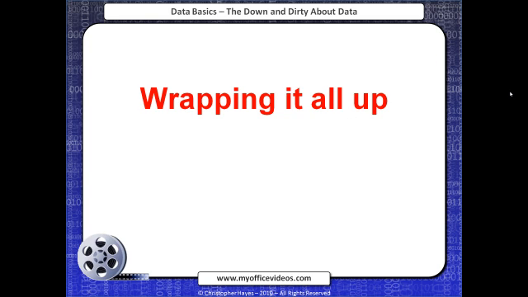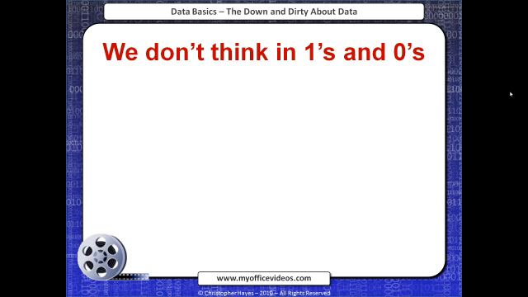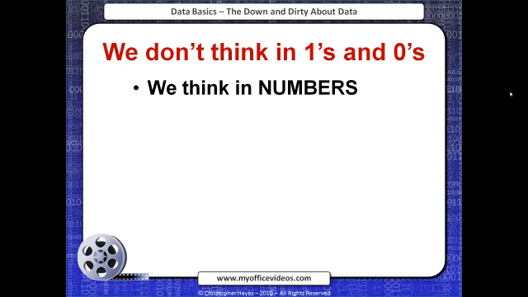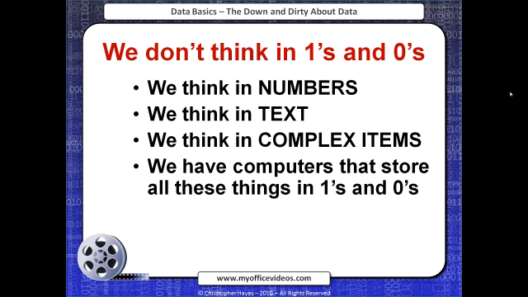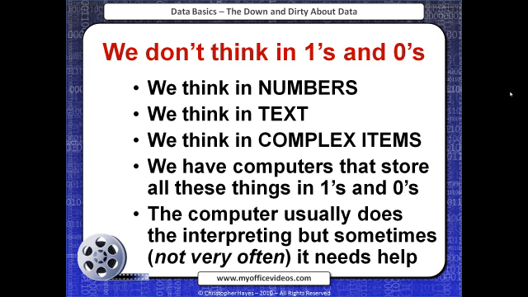So now that we've looked at data in a really basic sense, let's start trying to come to a conclusion of what we've talked about here. It's really a bunch of ones and zeros, but not to us. We don't think in ones and zeros. We think in numbers, we think in text, and we think in complex items like pictures and audio and video, etc. We have computers that store all of these things in ones and zeros. And one of the major points I want to get across is that computers usually do the interpreting very well, but sometimes it needs a little help from our part, and we should be conscious of that.